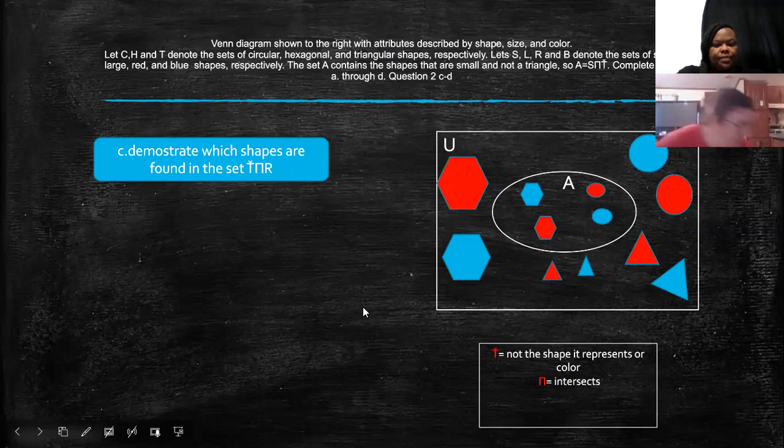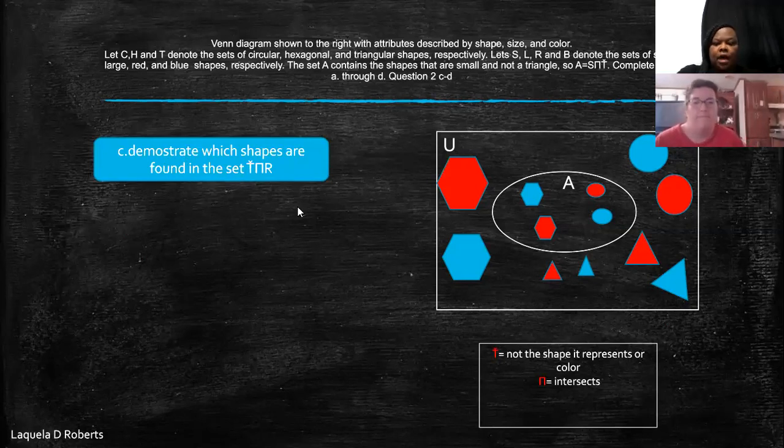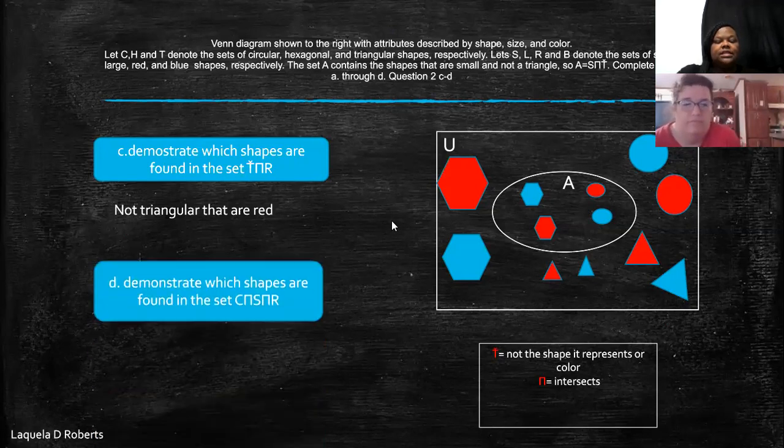Okay, go for it. All right, so as you can see, part C would demonstrate which shapes are found in the set not T intersect R. All right, so as you can see down here, the T with the bar is not that shape, R represents the color, and then the upside down U is our intersect. So what you get is not triangular that are red. Demonstrate which shapes are found in the set C intersect S, S intersect R. You get circular or small and red.